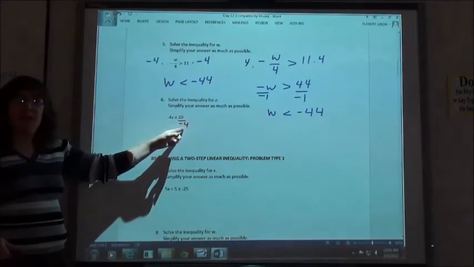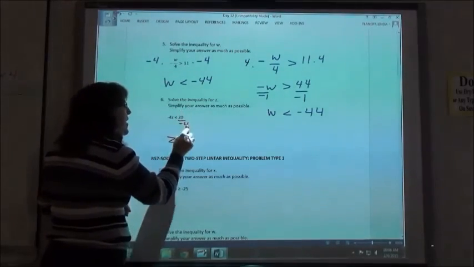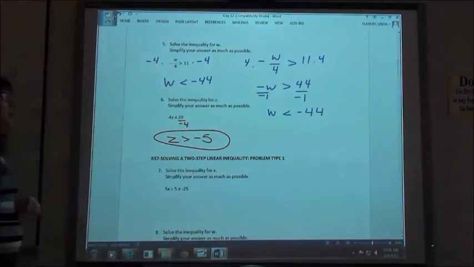Again, I divided by a negative, so I have to flip my inequality sign. 20 divided by negative 4, that one comes out to a nice integer. Z is greater than negative 5.